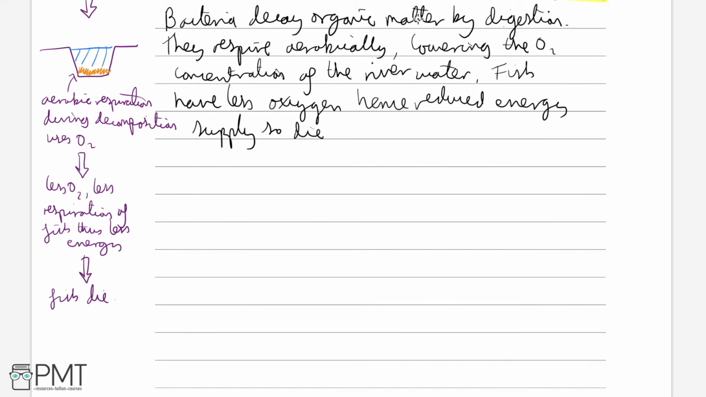In this case in particular, the first mark comes from stating the bacteria decay organic matter, the second for stating how, by digestion, the third for discussing their aerobic respiration, the fourth for talking about this lowering the O2 concentration of the river, and finally, a 5th mark for stating the effect on fish, that they have a reduced energy supply.